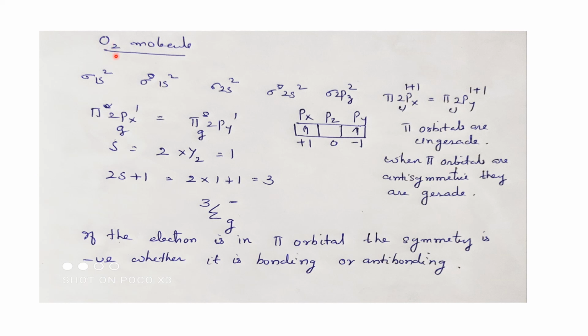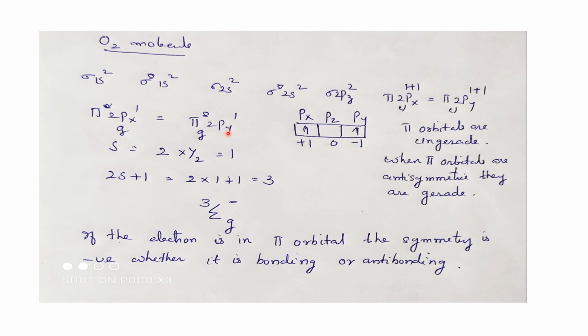Oxygen molecule. This is an example of a molecule containing more than 14 electrons. Oxygen molecule contains 16 electrons. Its electronic configuration is sigma 1s2, sigma star 1s2, sigma 2s2, sigma star 2s2, sigma 2pz2, pi 2px2, pi 2py2, pi star 2px1 and pi star 2py1.